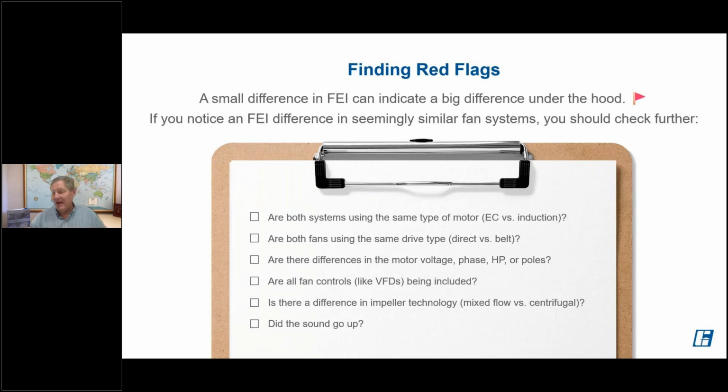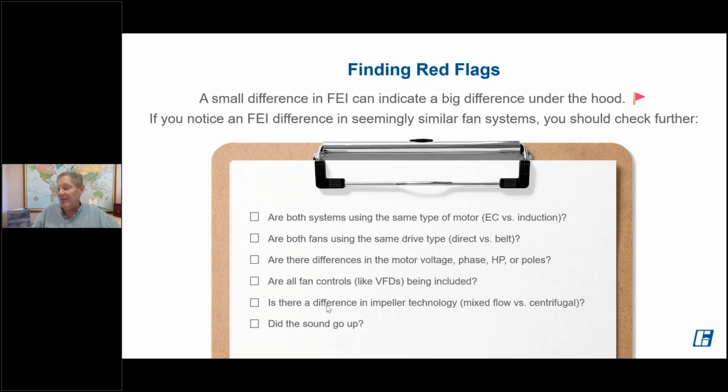The next one, pretty obvious as well: is one fan a belt drive and one a direct drive? Are there differences in motor voltages or phase that might be causing a difference in the FEI? Does one fan include a VFD and one does not? That can make a difference in the FEI. And then finally, the impeller might be a different style of fan altogether: mixed flow versus a centrifugal wheel, or an axial versus a vane axial versus a centrifugal inline blower.